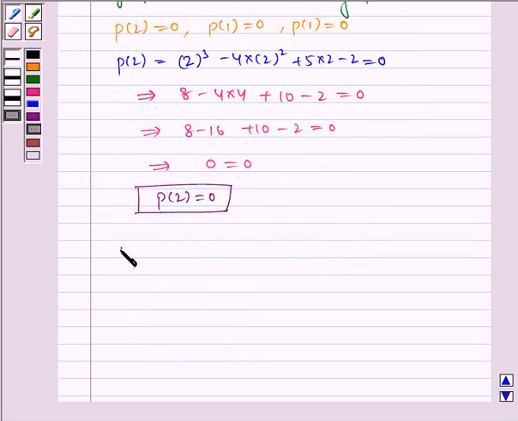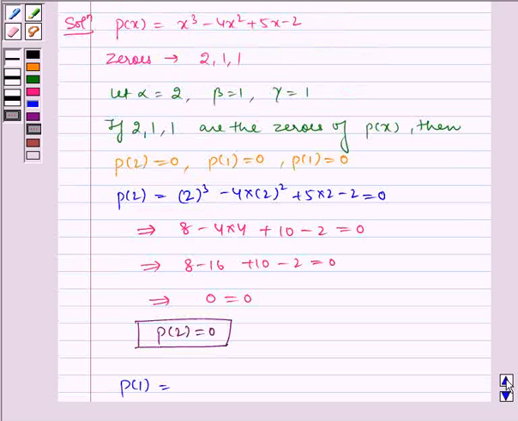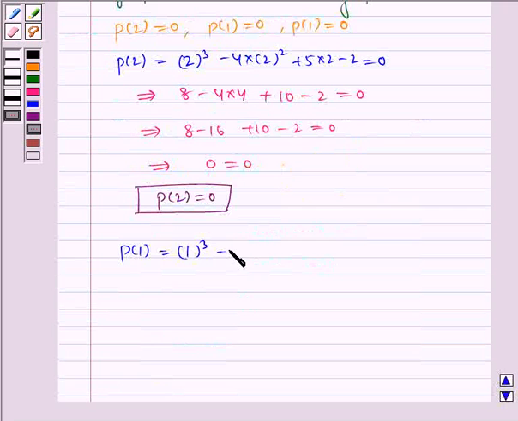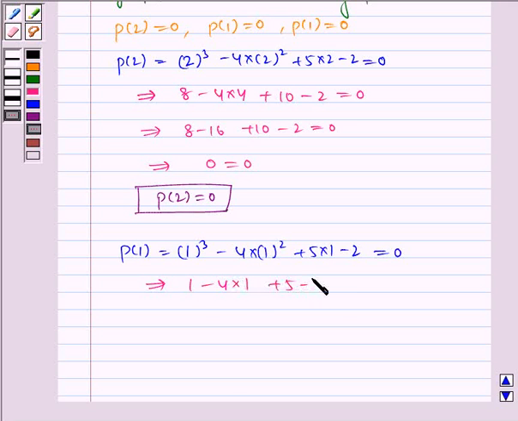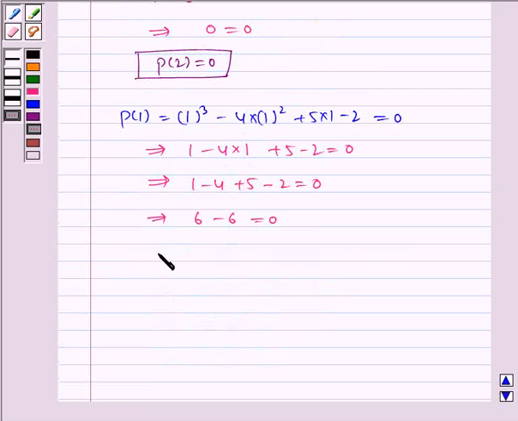Now similarly, P of 1 is equal to, substituting x is equal to 1 in the given polynomial, we get 1 cube minus 4 into 1 square plus 5 into 1 minus 2 is equal to 0, which on solving you get 1 minus 4 into 1 plus 5 minus 2 is equal to 0, which implies 1 minus 4 plus 5 minus 2 is equal to 0, which implies 6 minus 6 is equal to 0, which implies 0 is equal to 0. Hence, P of 1 is equal to 0.